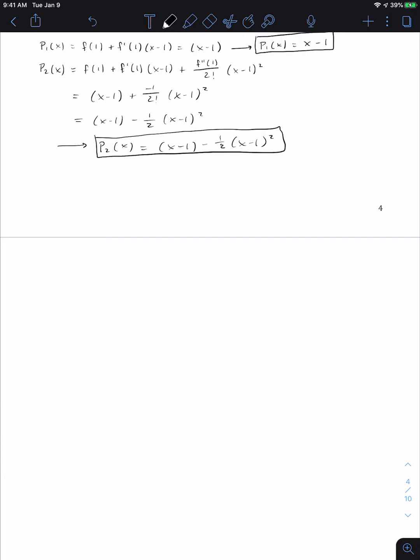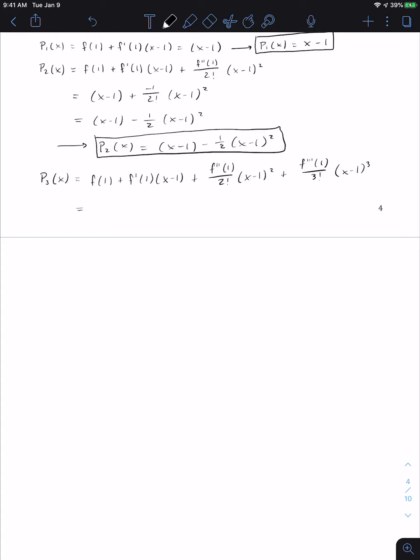Okay, so now p sub 3 of x. Maybe by now you're starting to see the pattern, but this one would look like f of 1, since that's what we're sitting at, plus f prime of 1 times x minus 1 plus f double prime of 1 over 2 factorial x minus 1 squared plus f triple prime of 1 over 3 factorial x minus 1 cubed.